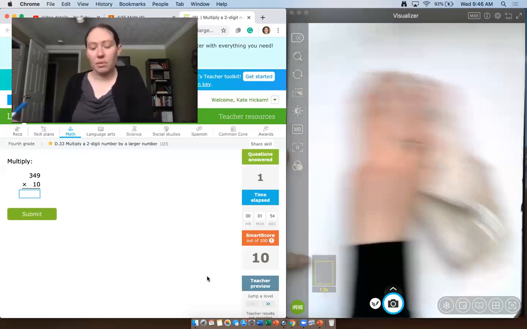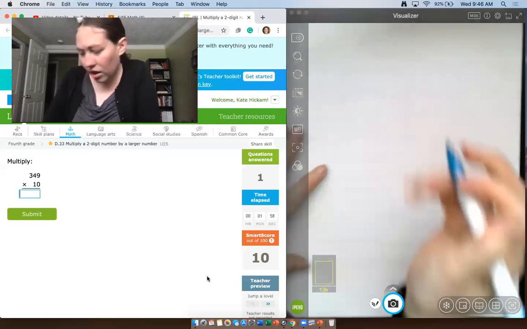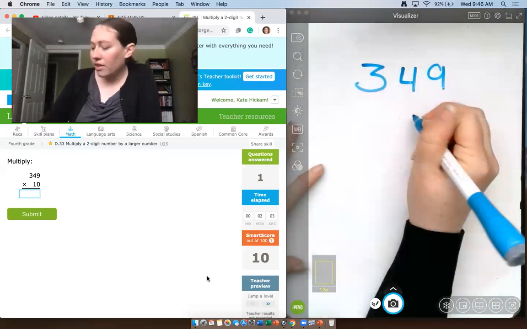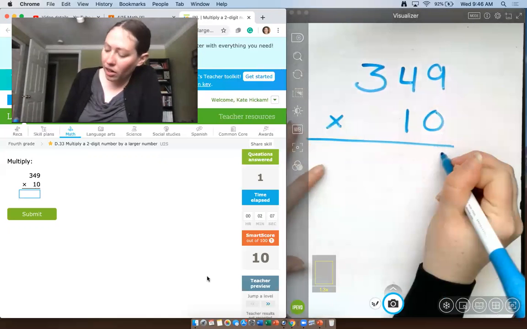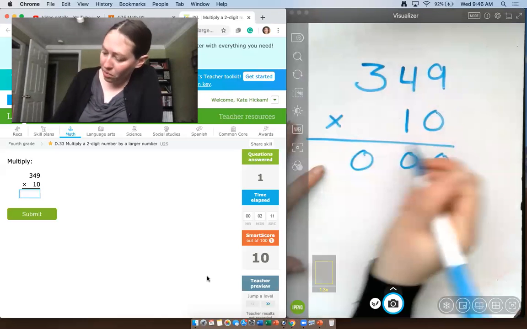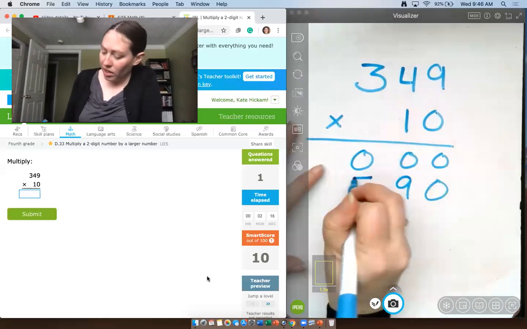So going through this one again, 349 times 10. 0 times 9 is 0. 0 times 4 is 0. 0 times 3 is 0. 0. 1 times 9 is 9. 1 times 4 is 4. Ooh, almost over 5. 1 times 3 is 3.